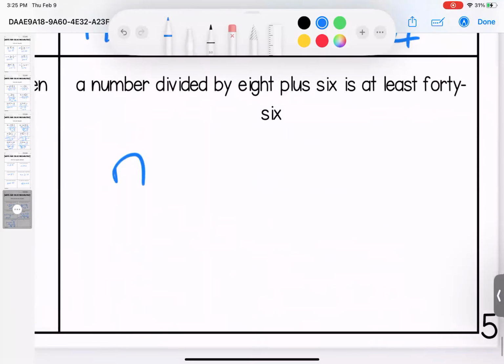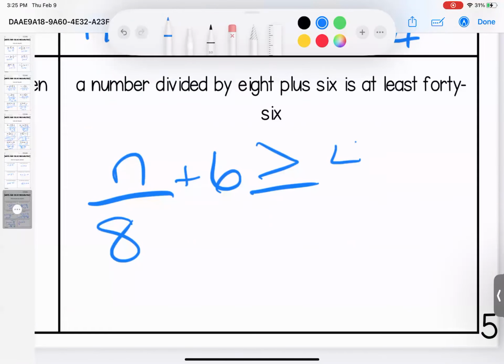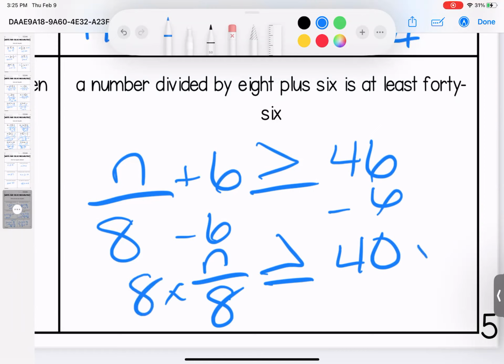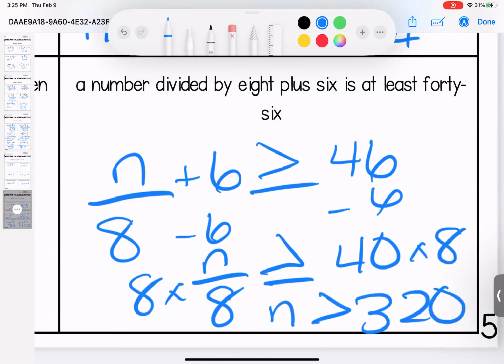A number divided by 8 plus 6 is at least 46. So the smallest it can be is 46. Subtract 6. n divided by 8 is greater than or equal to 40. Times by 8. So n is greater than or equal to 320.